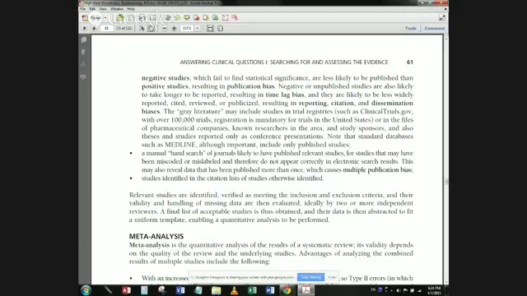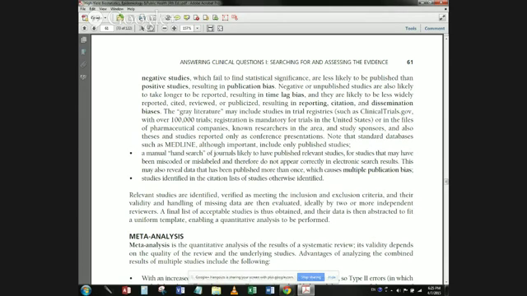A manual hand search of journals likely to have published relevant studies is done for studies that may have been miscoded or mislabeled and therefore do not appear correctly in electronic search results. This may also reveal data that has been published more than once, which causes multiple publication bias. Studies are also identified in the citation lists of studies otherwise identified.